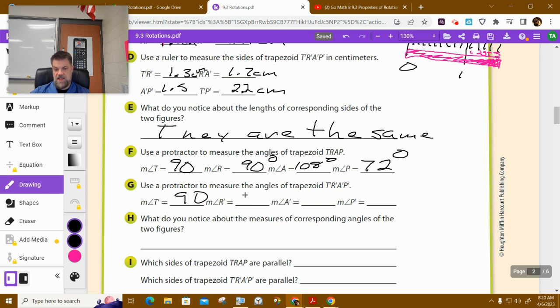So that would be 90, 90, put the little degree symbol there, 108 degrees, and 72 degrees. And then the question is, what do you notice about the measure of the corresponding angles? They are the same.